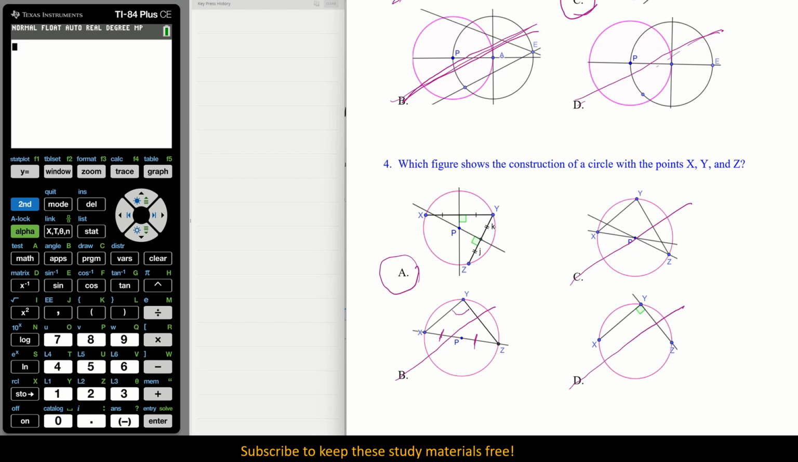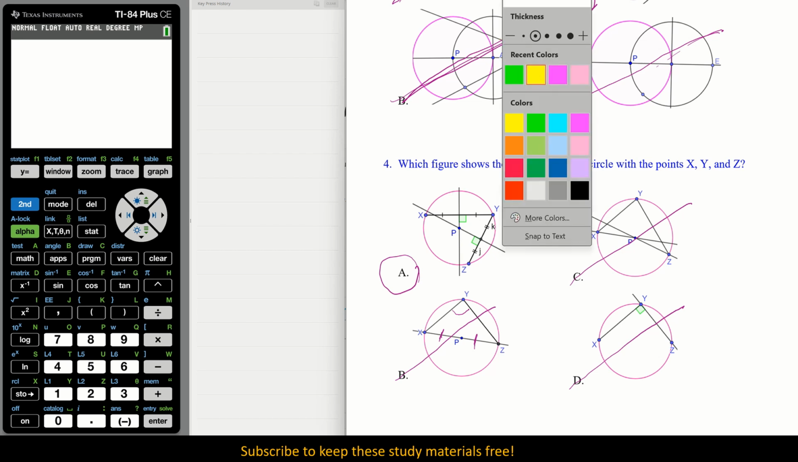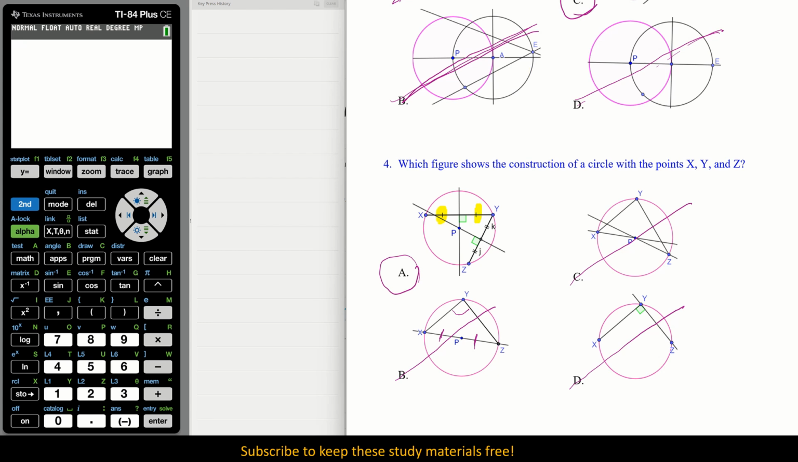When you go from X to Y, you create a chord. And then from Y to Z, you're creating a chord. Then you need the midpoints of each one, which they've proven. They have proven by using their hash marks or tick marks, their marks of congruency, that there are midpoints. So I can 100% believe that this construction is on the right track.